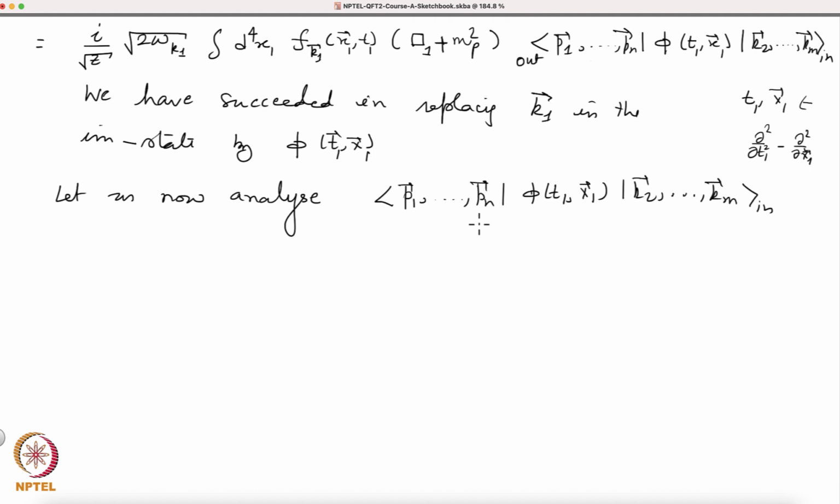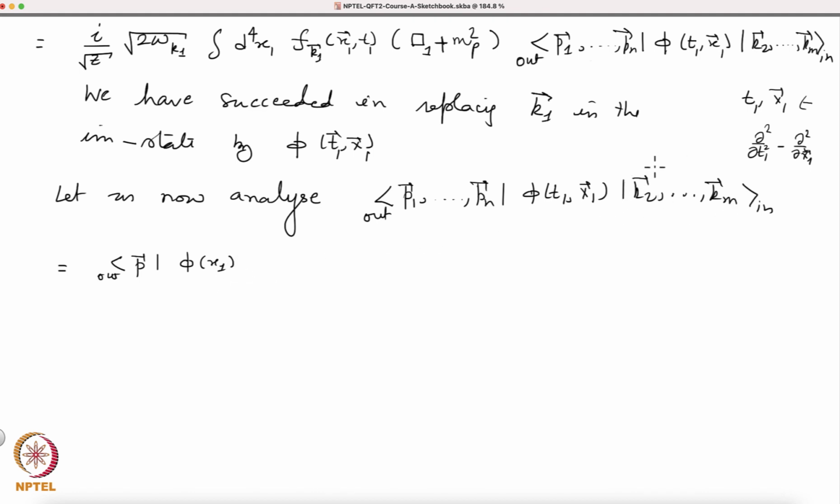Okay, so now what we should do is the following. This is our state. Again, I will not write all these P1 to Pn, but I'll just write P. This is equal to out, then you have phi x1. I will use a four-vector, so instead of writing t1 and x1, I'll just write x1.